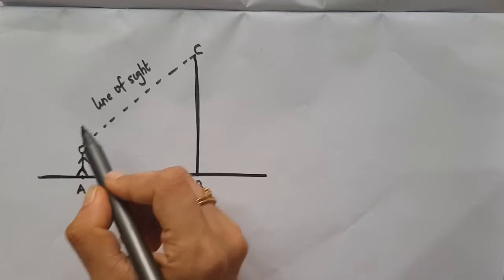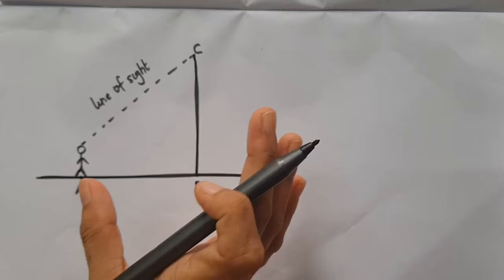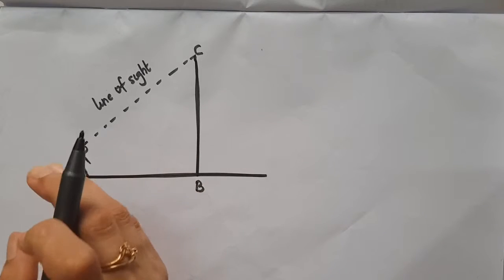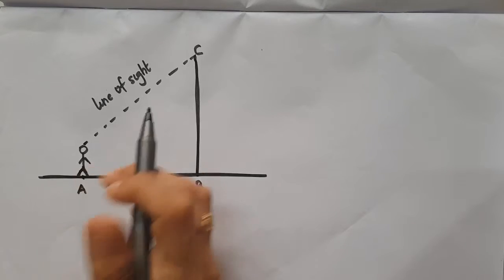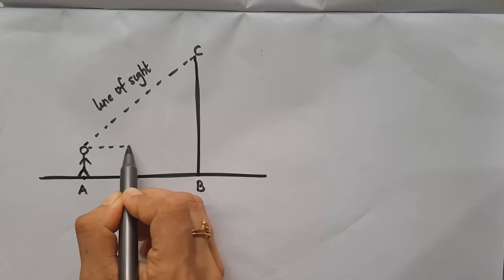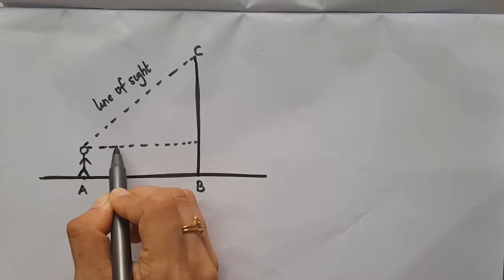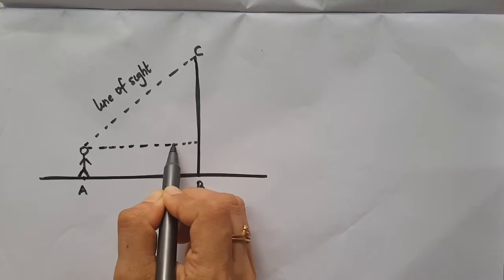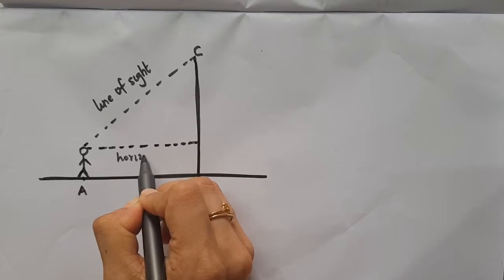Now there's one more term called the horizontal line. That is when you don't lift your head, you keep your head straight and your eyes straight and you look at something. That line is called the horizontal line. See, this is the normal. When you're walking, when you don't lift your head or move your eyes, this is the horizontal line.